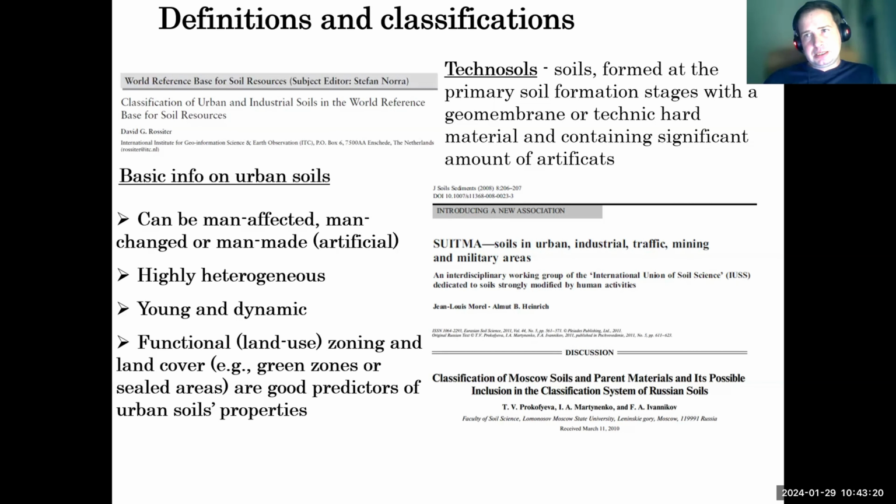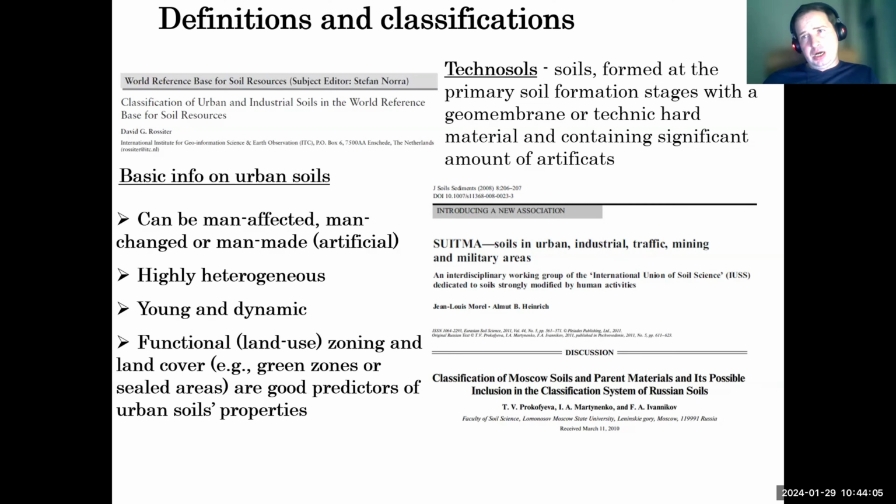But let's say the basic information, which I think works for any urban soil, is that they are manufactured, which can range from manufactured to man-made. They are very heterogeneous. On average, they are always more heterogeneous than natural and agricultural soils. They are usually young. When we talk about the relative age of soils, urban soils are almost always younger than the natural. As an additional indicator, they are very dynamic, so they change fast. And usually the younger the soil, the faster it changes.